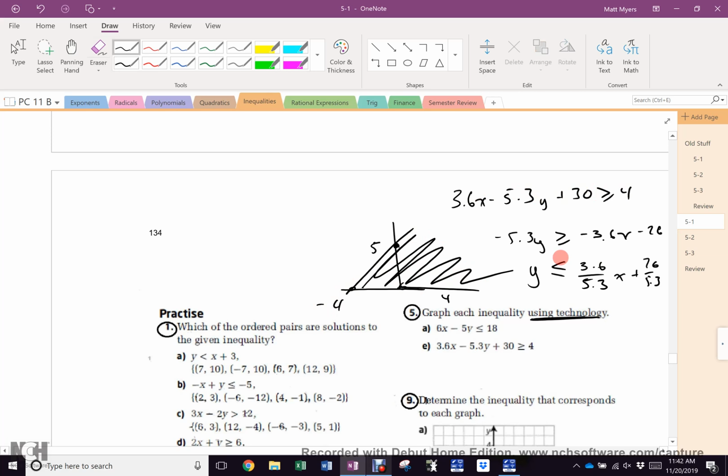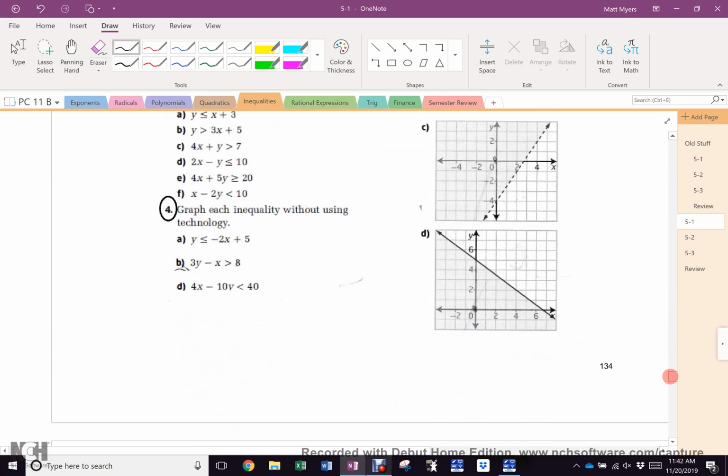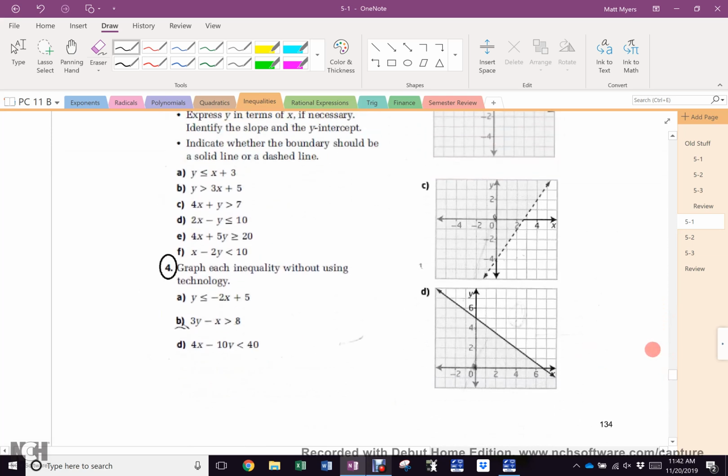Anybody else? Going once. Going twice. What? 4D. Okay.